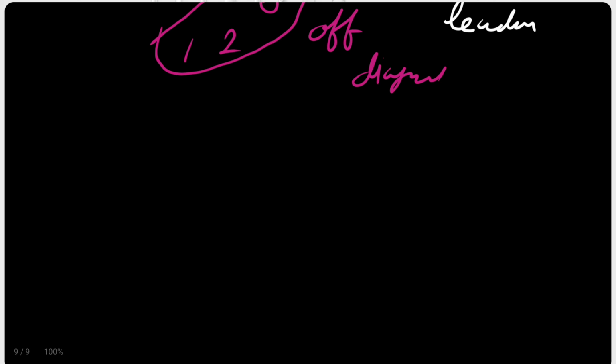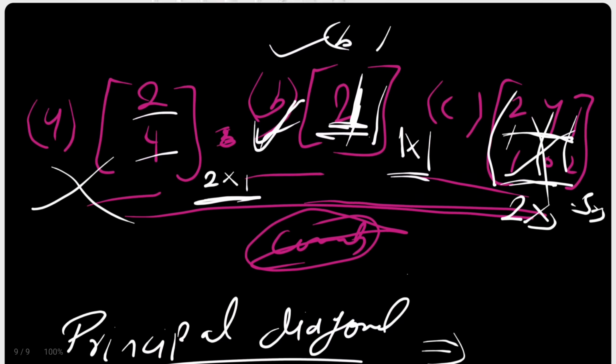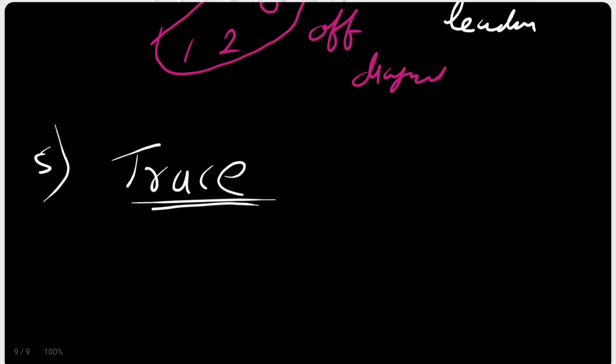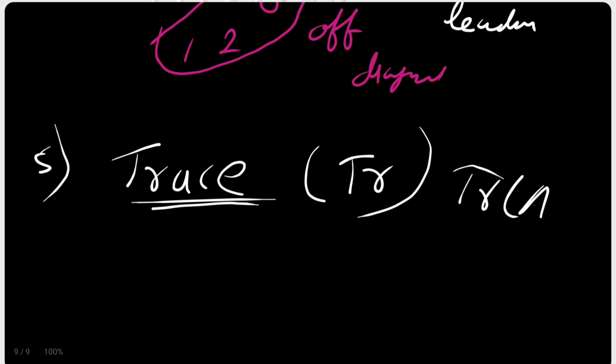Okay, right now which one is it? Fourth one, then fifth. Okay, fifth is the trace. This is very easy, easy peasy lemon squeezy. Okay, this is very easy. Trace means we can represent the trace as TR also. Okay, we represent the trace as TR, and TR of A, where A means any matrix.